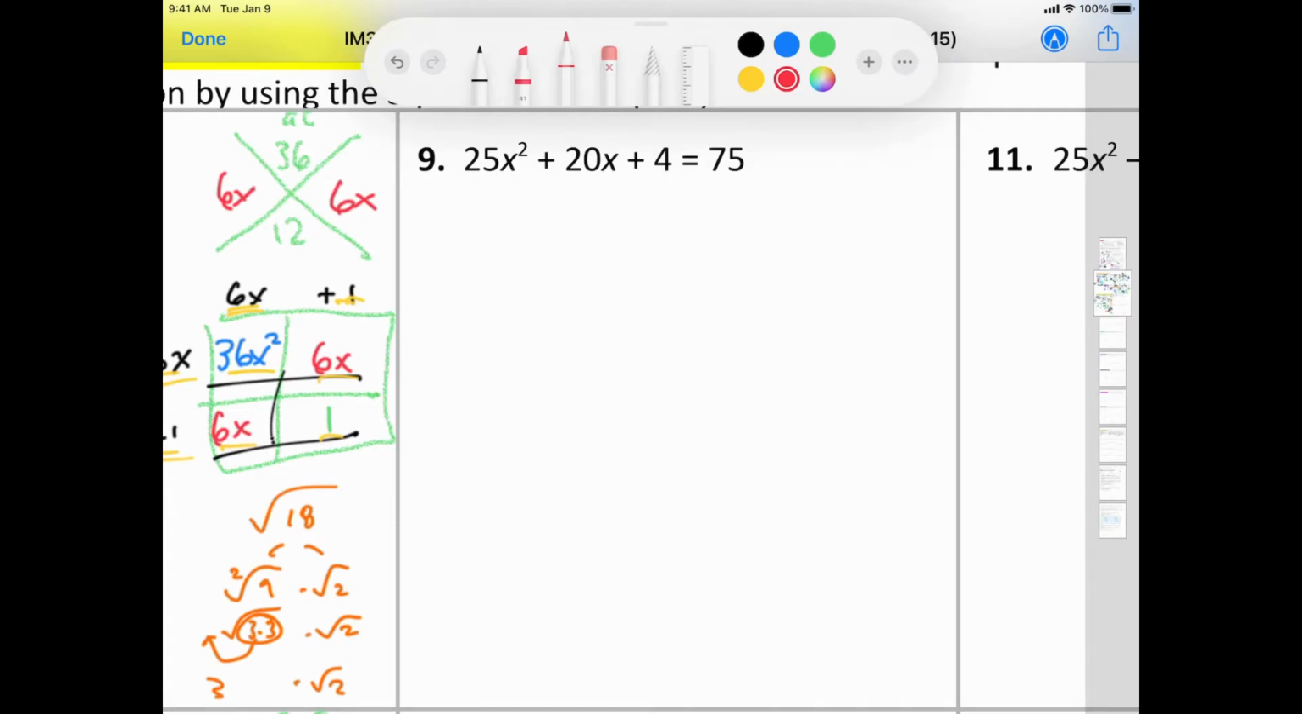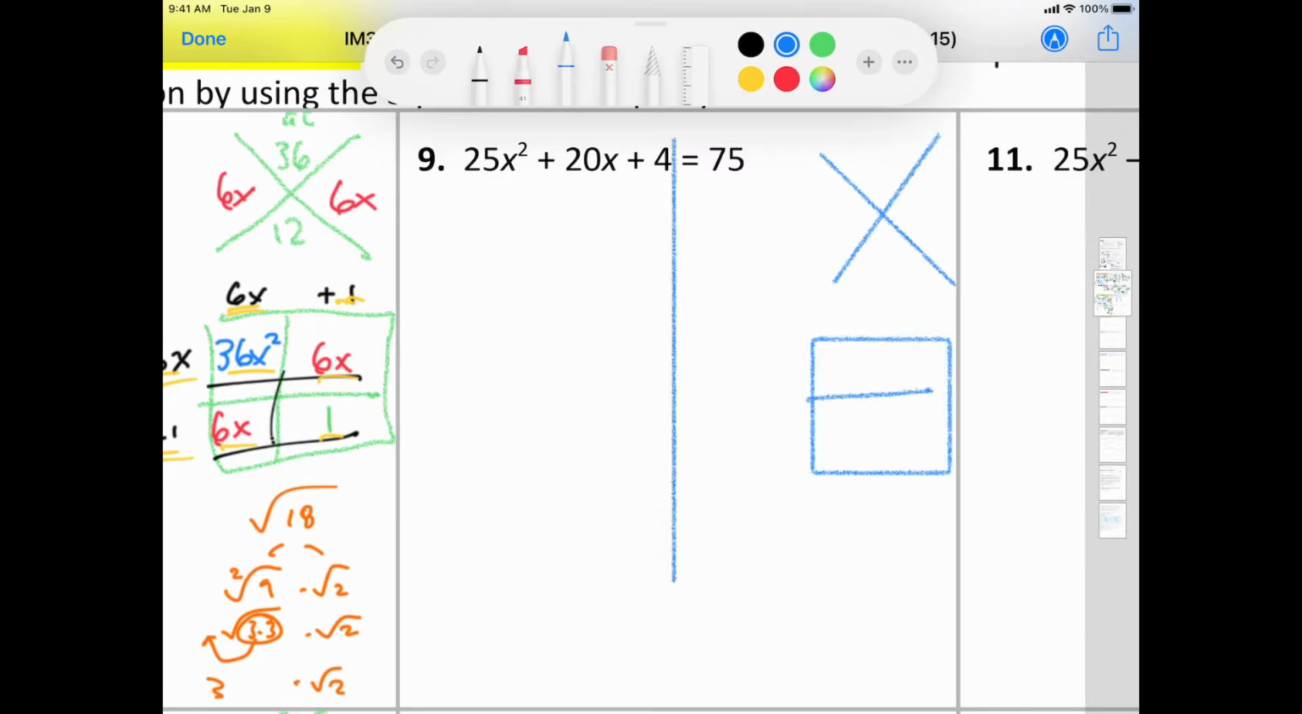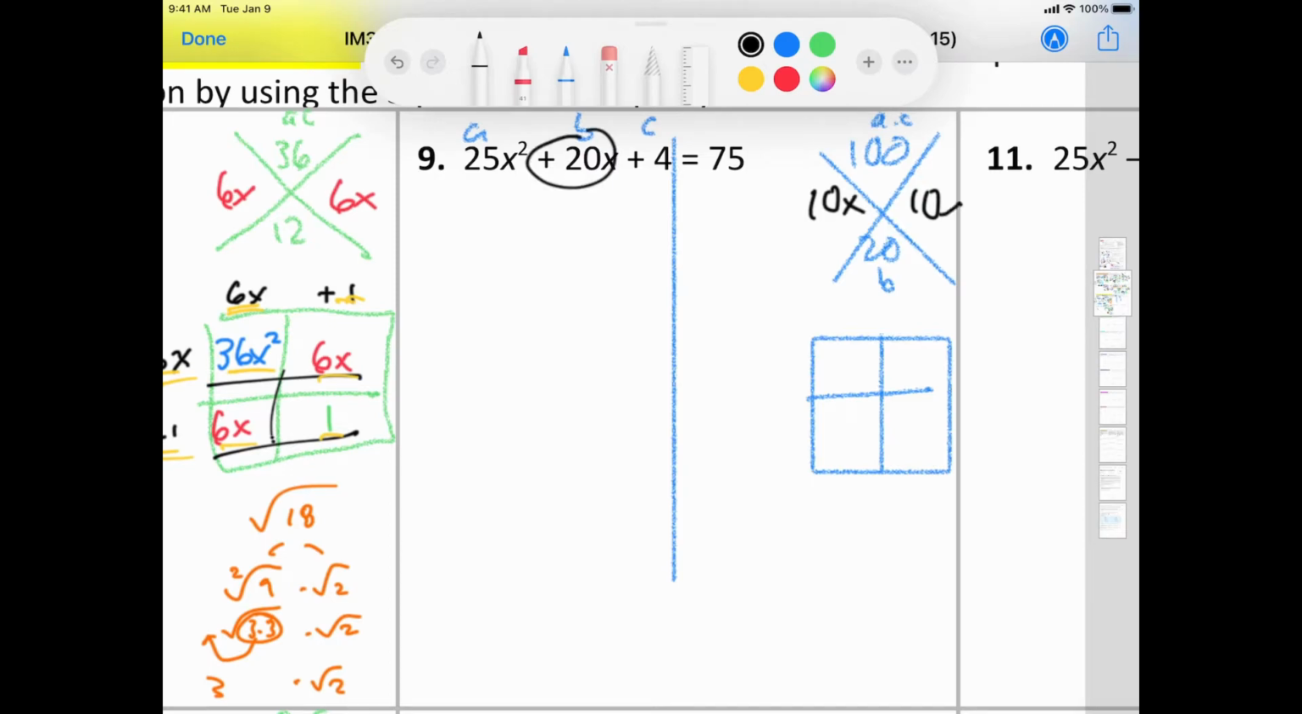All right, let's take a look at number 9. Let's factor the left side. A, B, C. A times C is 100. Our B value is 20. The two numbers are going to be 10 and 10. So that's 10x and 10x. 25x squared goes right here. And the 4 always goes over here.